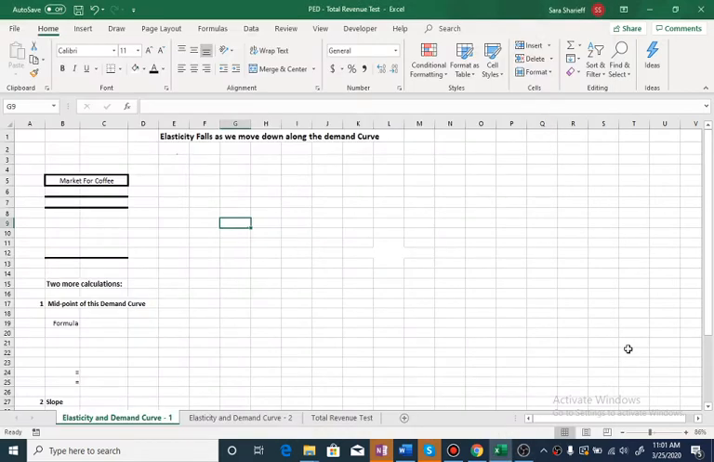Alright, so now we are going to begin our discussion on how elasticity behaves along a linear demand curve. We know that in case of a linear demand curve, slope is constant between any 2 points. But this is not the case with elasticity. Elasticity does not behave in this fashion. Elasticity falls as we move down along the demand curve, right?